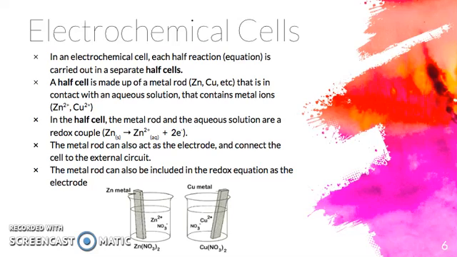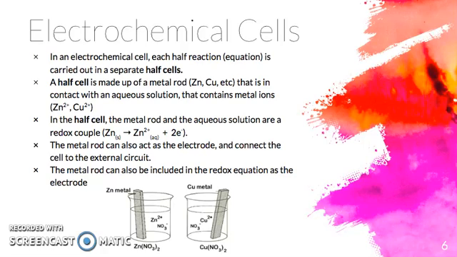Alright, so a half cell is made up of a metal rod, so that can be any type of metal, zinc, copper, and it just needs to be in a solution of ions. So it could be zinc ions or copper ions or some other sort of thing. So we call the metal rod the electrode.